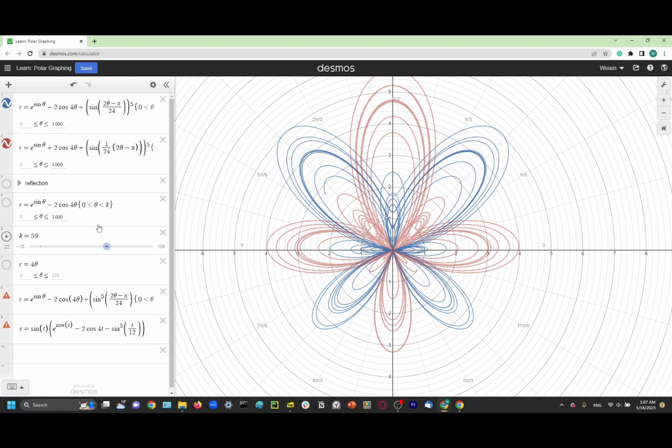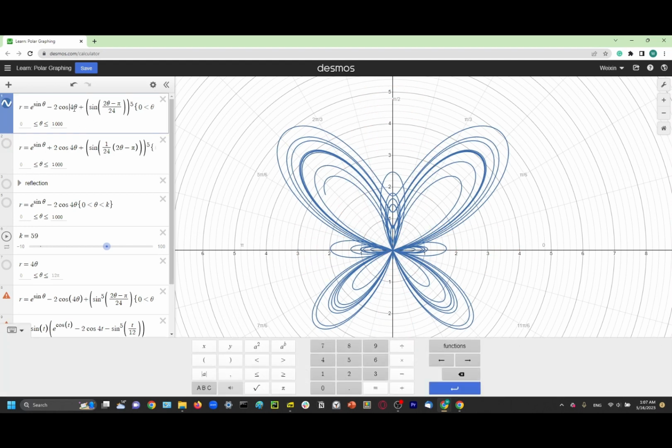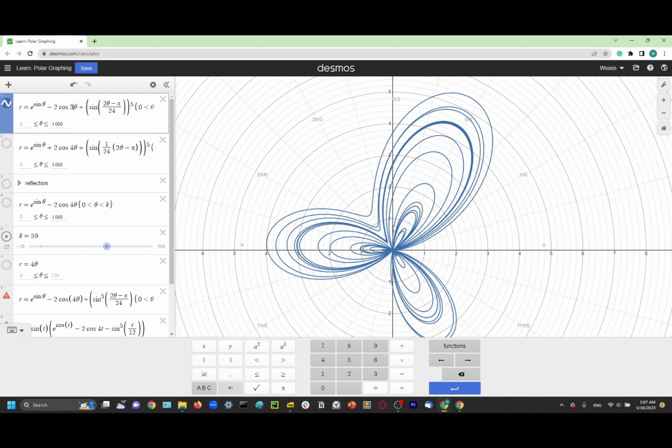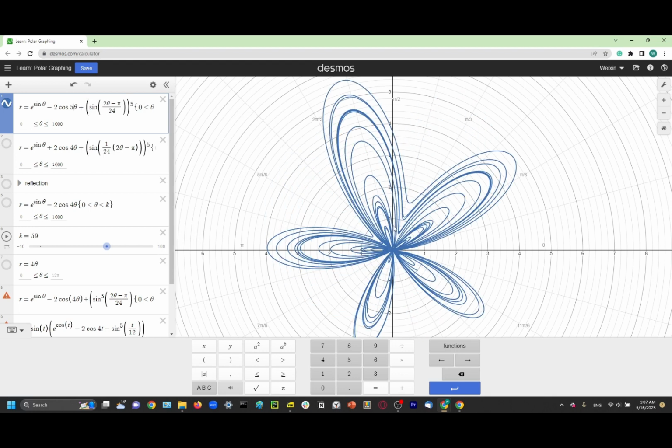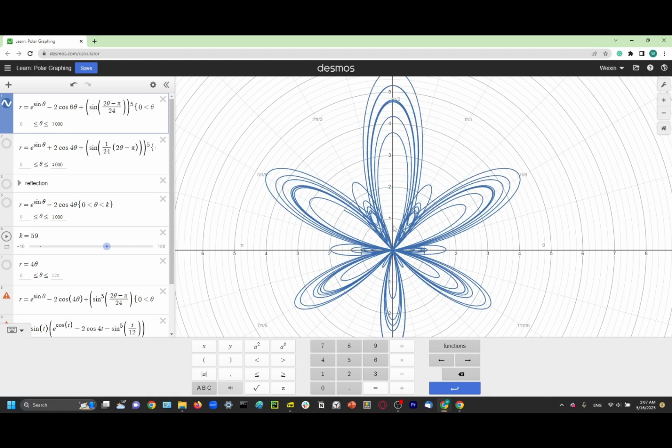Next, we move on to 4 theta. It forms the 4 wings of Leonard. It actually has a pretty interesting pattern. The number here correlates with the number of wings that are on display right now. For example, if we plug in a different number, for example 3, we get 3 wings. Now 5, we get 5 wings. And 6, we get 6 wings.